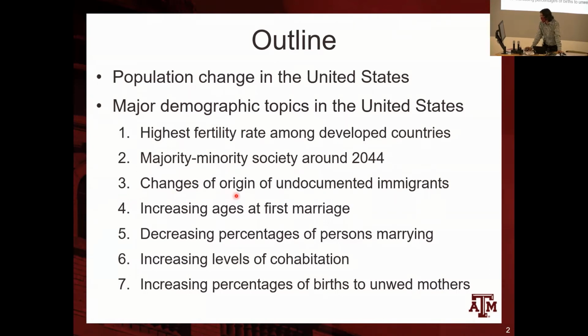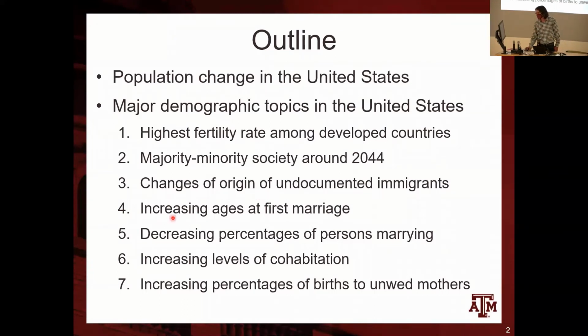So there is a change in the origin of undocumented immigrants. Undocumented immigrants in American history used to come from Europe, and then changed to Latin America, and more recently we have an increase of undocumented immigrants even coming from Asia. They come with a tourist visa and they overstay their visa, so they become part of the undocumented population.